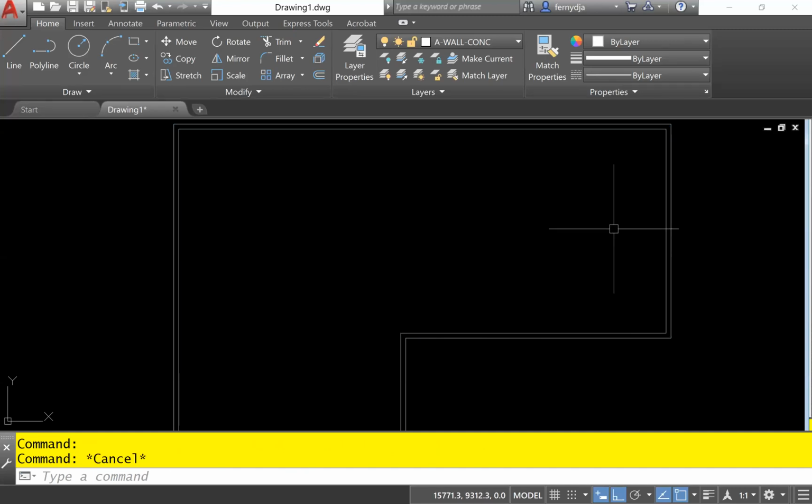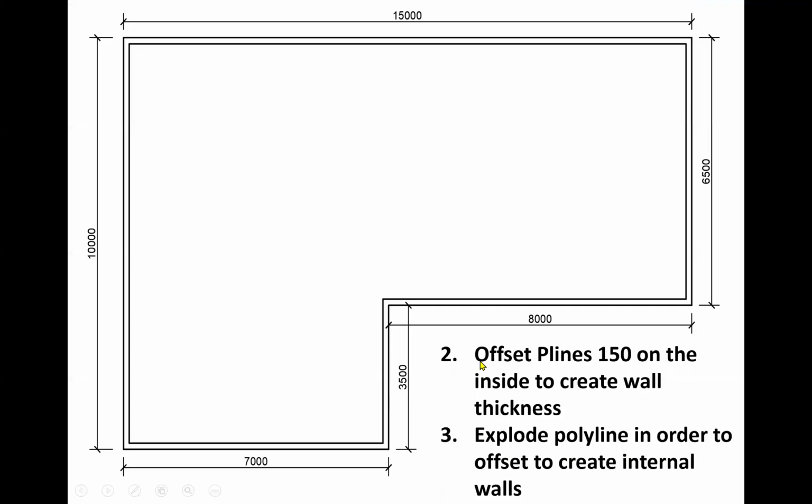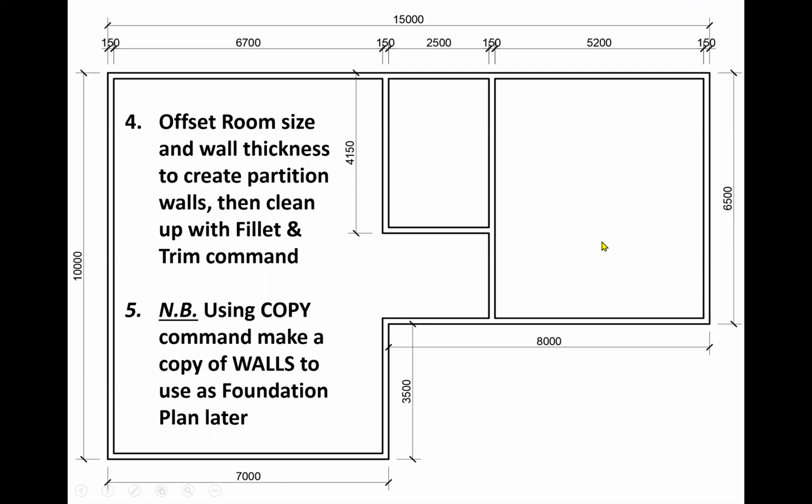All right, so we will now be able to create our internal walls. Since we have done steps 2 and 3, which is to offset the polyline on the inside to get the inside surface of the wall thickness, and then we use the explode to bring them back into regular lines, step 4 now will be to create those partition walls.